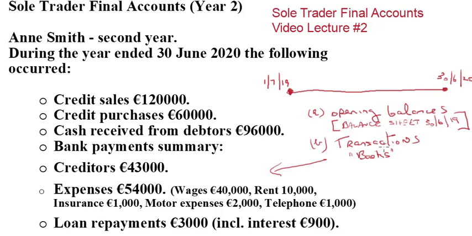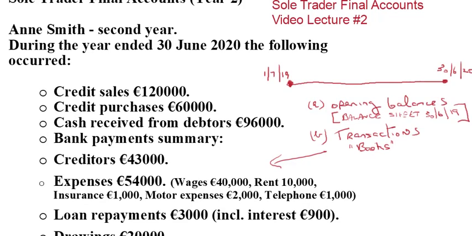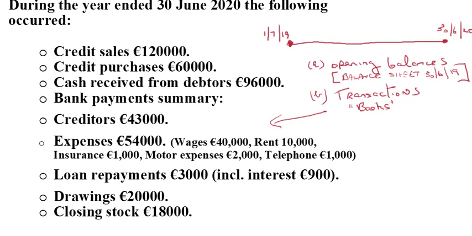Okay, so let's read down through these transactions that we have during her second year. The first summary of transactions are the credit sales. So during the year, Anne's business sold to its customers 120,000 euros worth of goods on credit. When they made these sales, Anne's business sent out invoices to these customers, kept a copy and wrote the details of these invoices into a book we call a sales book. At the end of the year, we add up that sales book, and that's where we get the 120,000.